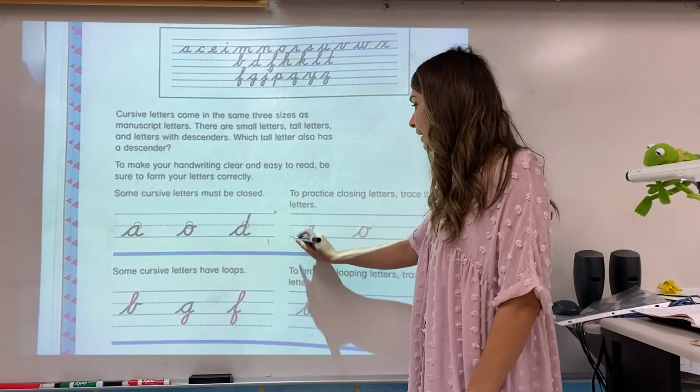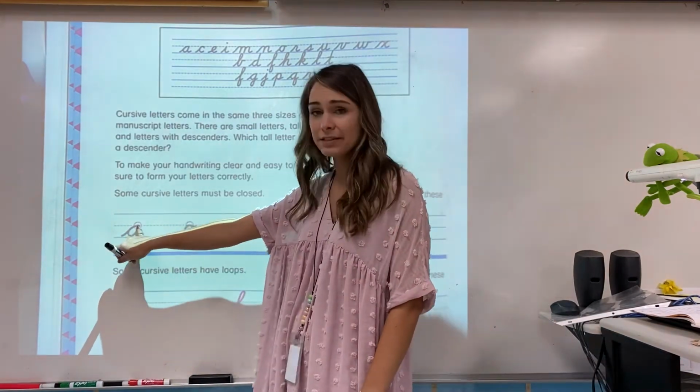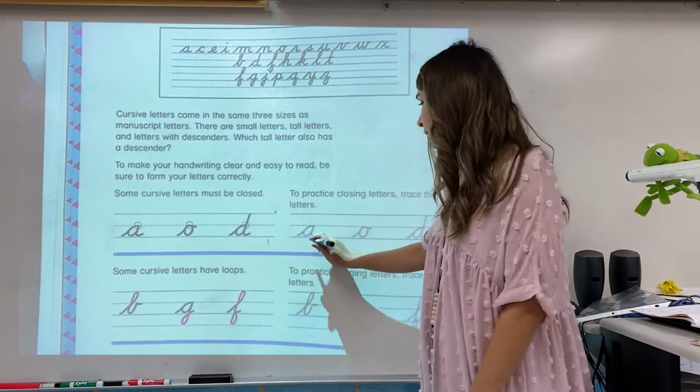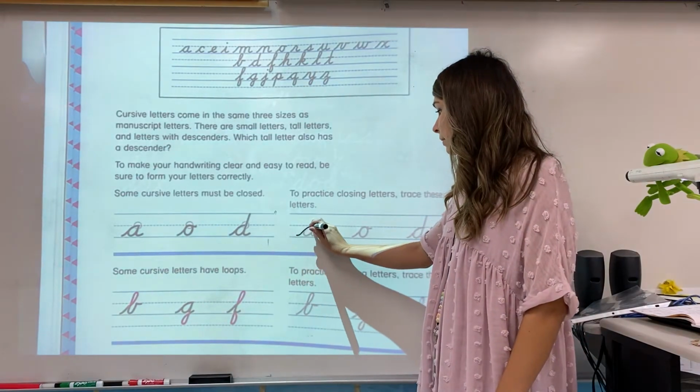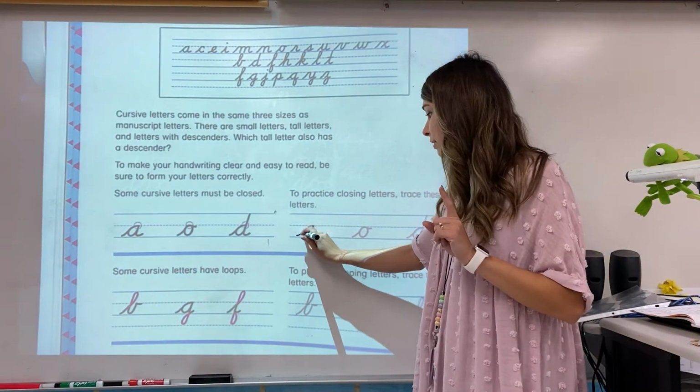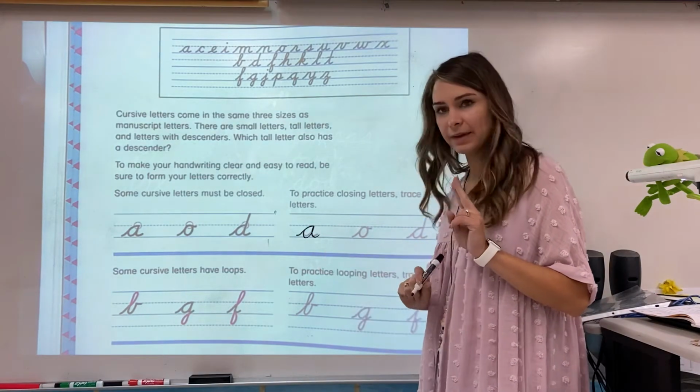So in my A, I see my closing point is here. That means I'm going to return to that point twice. So I am at that point now. I'm going to come back to it again and finish my A.